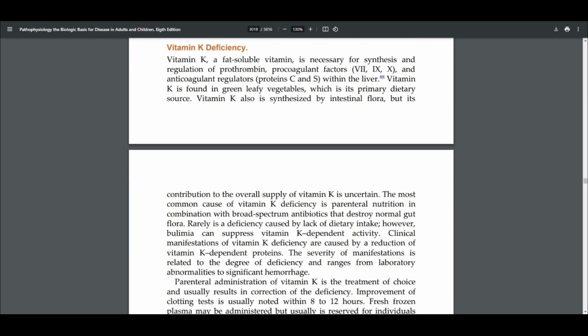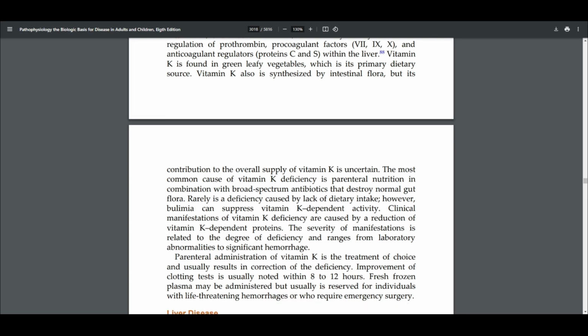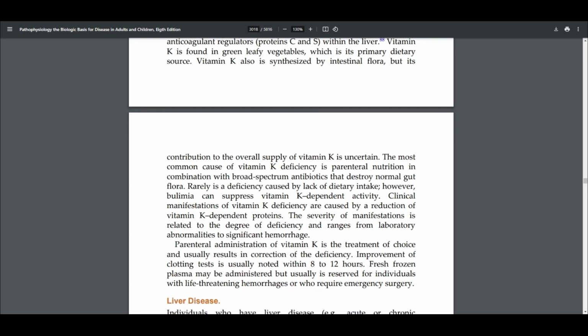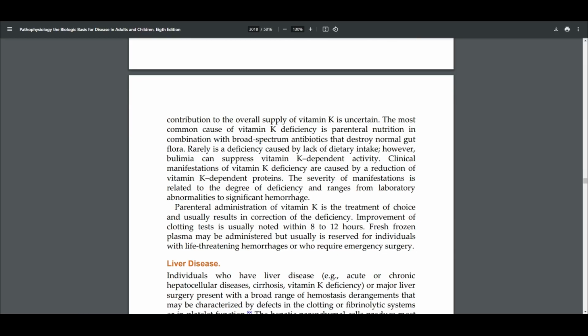Vitamin K, a fat-soluble vitamin, is necessary for the synthesis and regulation of prothrombin and procoagulant factors, so 7, 9, and 10, and anticoagulant regulators, your protein C and S, within the liver. Vitamin K is found in our green leafy vegetables, which are its primary dietary source. Vitamin K also is synthesized by the intestinal flora, but its contribution to the overall supply of vitamin K is uncertain.